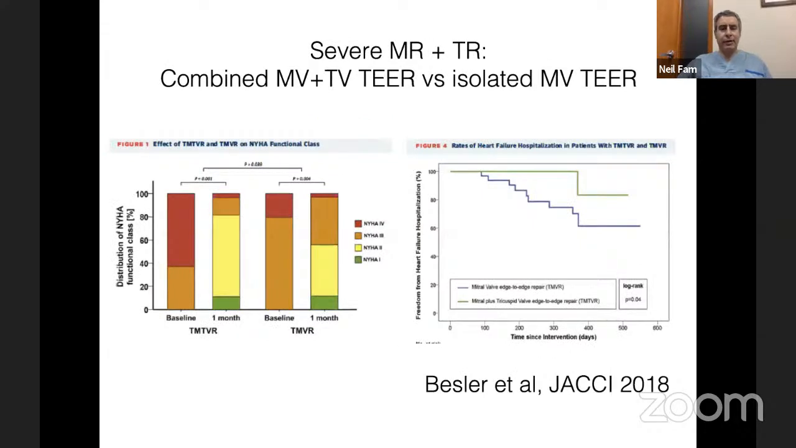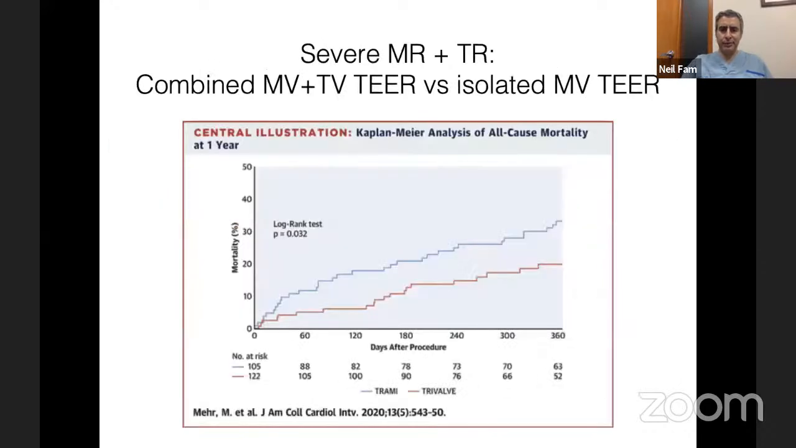So with respect to evidence for combined mitral and tricuspid intervention at the same sitting, this is just registry data, but there is a signal towards better symptom response and less heart failure hospitalization in the patients who have combined intervention versus just isolated mitral intervention. And this analysis, comparing patients from the TriValve registry and from the TRAMI registry who just had isolated mitral intervention, suggests improvement in mortality in favor of combined intervention.